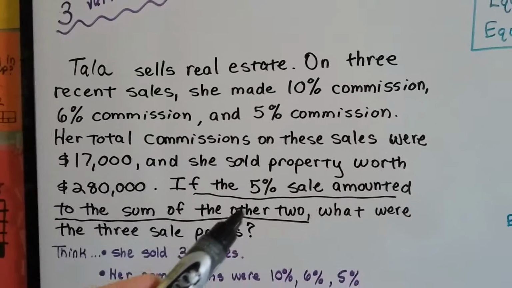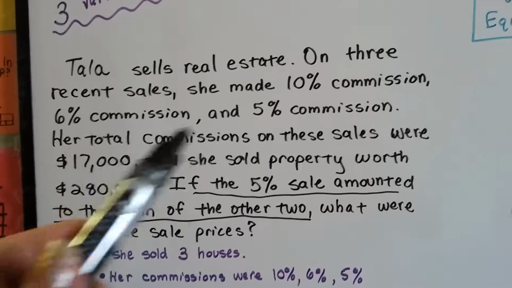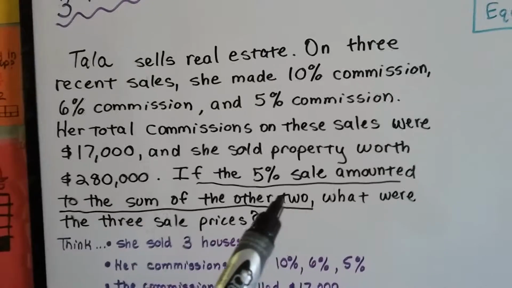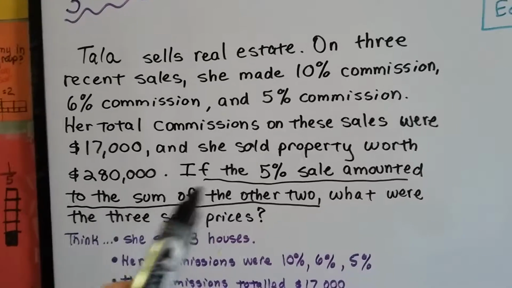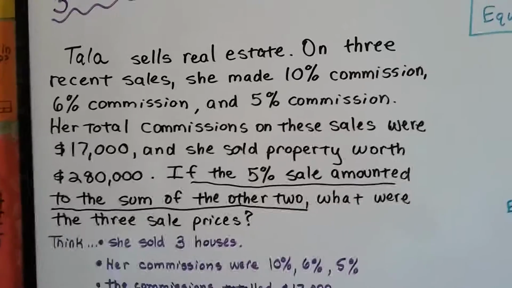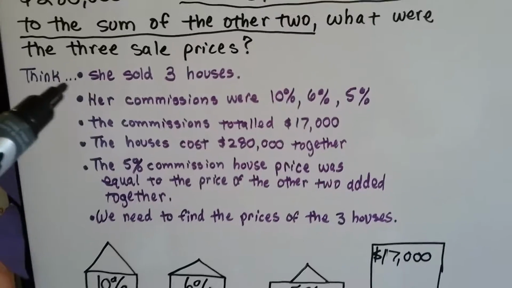So this is where the third one, we had 10 and then 6, that's x, that's y, and then that was supposed to be z, but it says it amounted to the sum of the other 2. Sum means adding, so that means if you added the other 2 together, you'd get that one. So the z turned into an x plus y. So watch. We know she sold 3 houses.